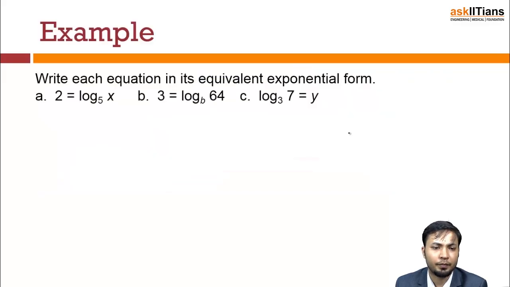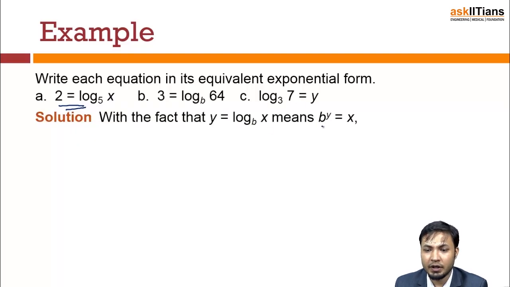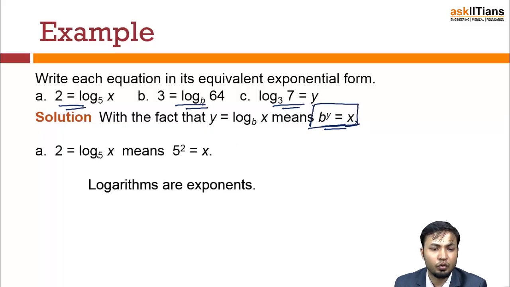Alright, now let's look at some simple examples of this part. This says 2 is equal to log base 5 of x. What is this? This can be written in this form. Similarly for this form and this form. If you substitute using this method, for 2 equals log base 5 of x, it will give you 5 squared equals x, which will actually give me 25. So basically logarithms are exponents. This is the common term that we are going to understand.